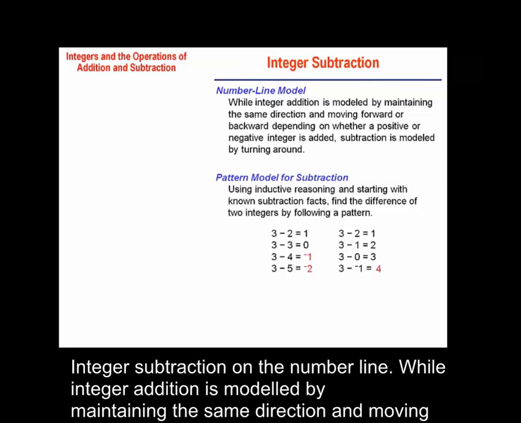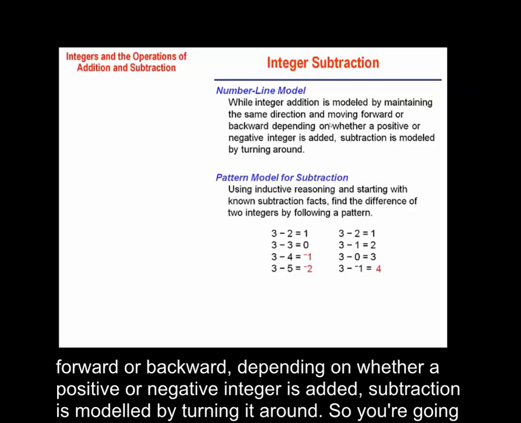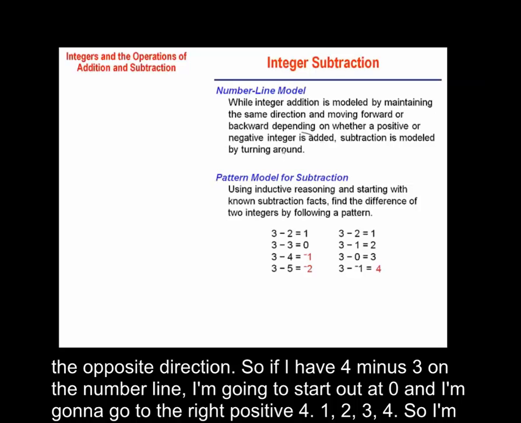Integer subtraction on the number line. While integer addition is modeled by maintaining the same direction, moving forward or backward depending on whether a positive or negative integer is added, subtraction is modeled by turning it around. So you're going in the opposite direction.